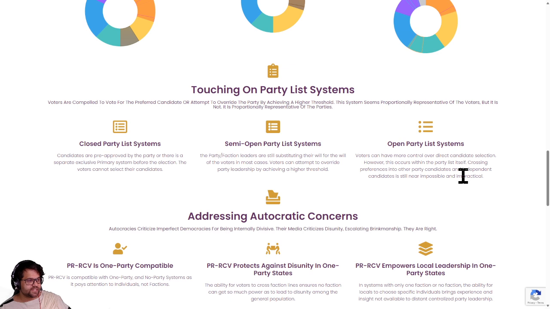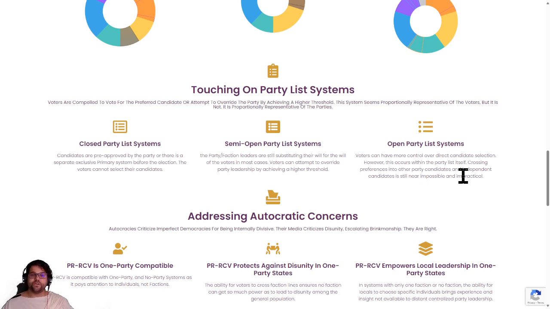Closed party list systems are a kind of list system where the candidates are pre-approved by the party, or there is a separate exclusive primary system before the election. The voters cannot select their candidates. In semi-open party list systems, the party faction leaders are still substituting their will for the voters' will in most cases. However, voters can attempt to override the party leadership by achieving a higher level of threshold.